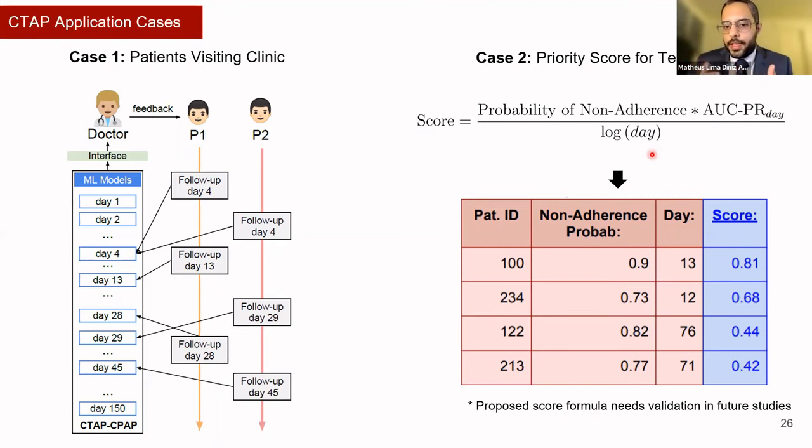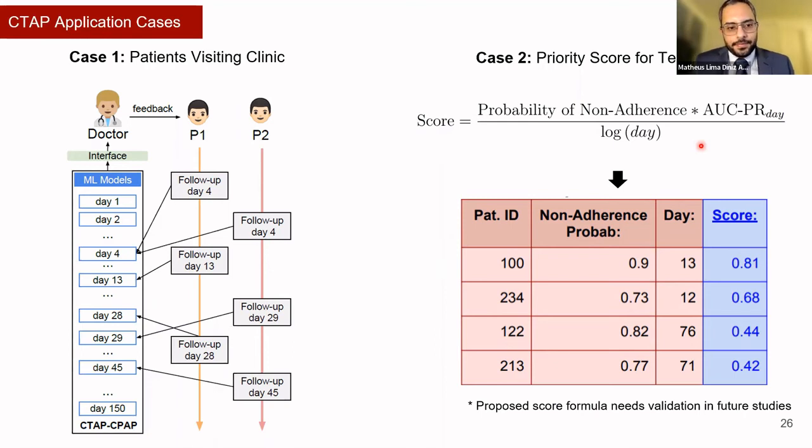This is just one example of a score that we can compute that would take into consideration the time the patient is in the therapy and the probability for them to non-adhere to the therapy. This was not validated yet. We really want to validate this formula in future studies, but this is just an example of application of CPAP.